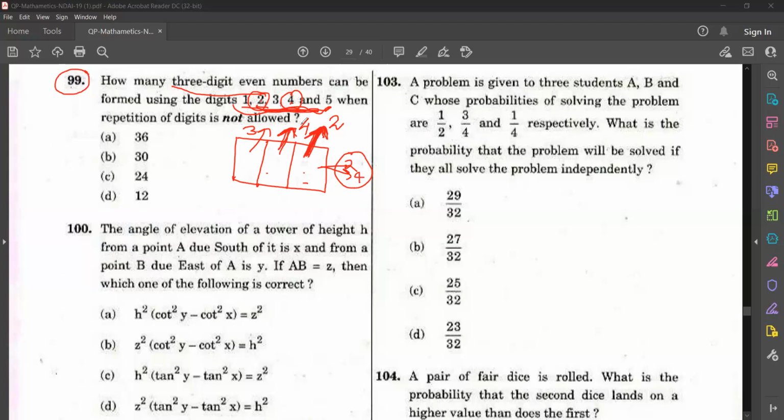So the answer is 3 into 4 into 2. You have to check the possibilities. I was just showing which numbers can come here, but you have to check the possibilities. So the answer is 3 into 4 into 2, that is 12 into 2, 24. Option C, 24 is the correct answer.